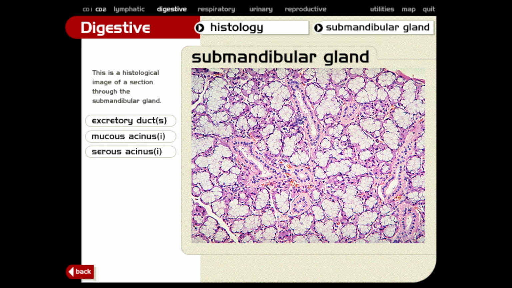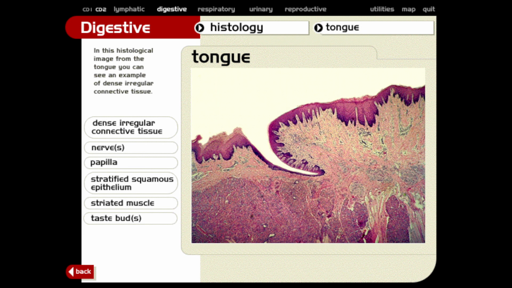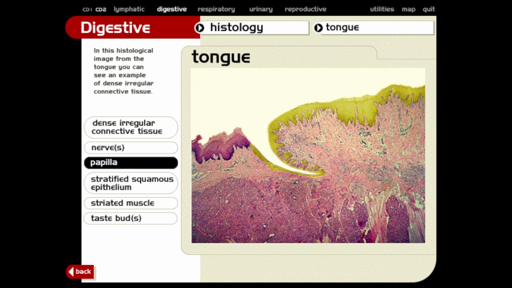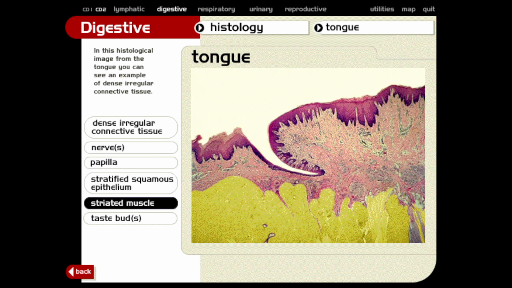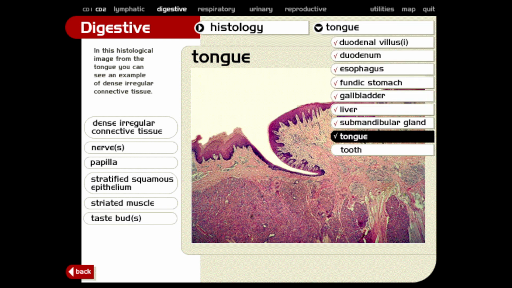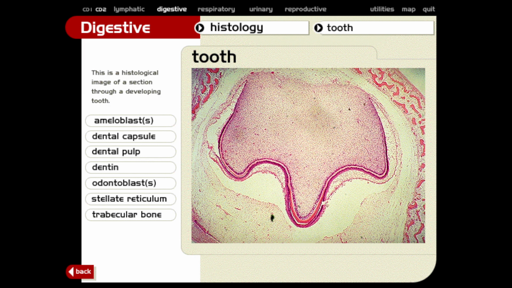This is a histological image of a section through the submandibular gland. In this histological image from the tongue, you can see an example of dense, irregular connective tissue. This is a histological image of a section through a developing tooth.